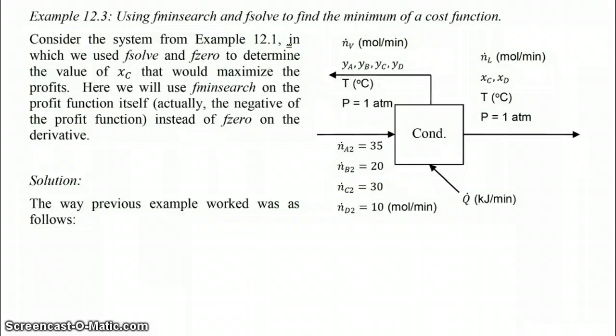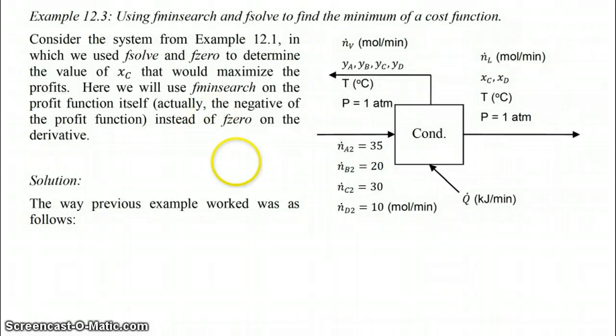Now, in that case, we looked at fzero to find the zero of the derivative of the profits function. Now we're going to use fminsearch to simply find the minimum of the negative of the profit function. Note, we have to find the minimum of the negative of the profit function rather than the maximum of the profit function, because fminsearch only looks for minima and not maxima of functions.